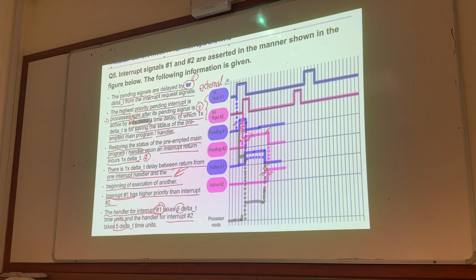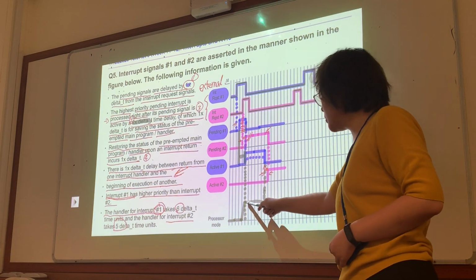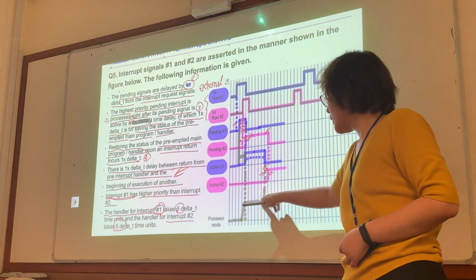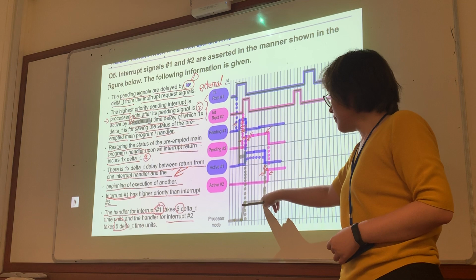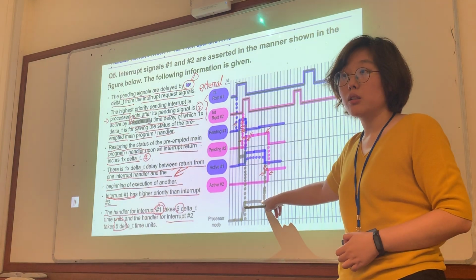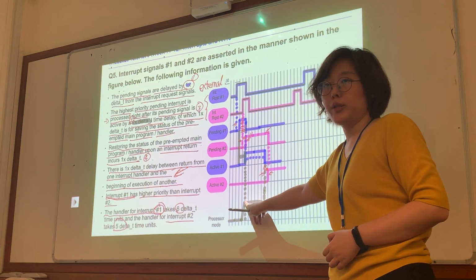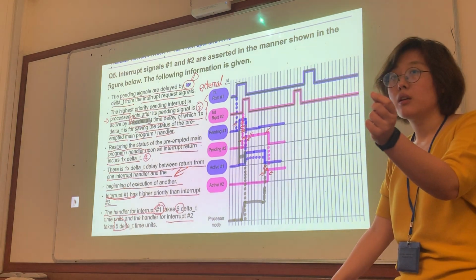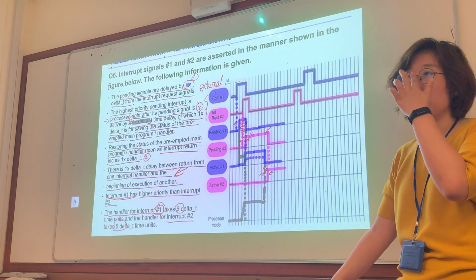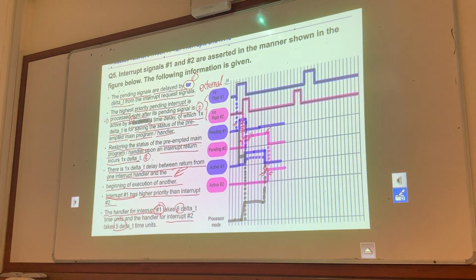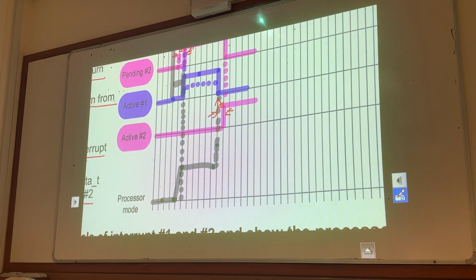So basically it starts to switch from the main regular routine to the handler mode. So we can draw a slope taking 1 delta time. Okay, so this is a switching between regular routine to handler mode.